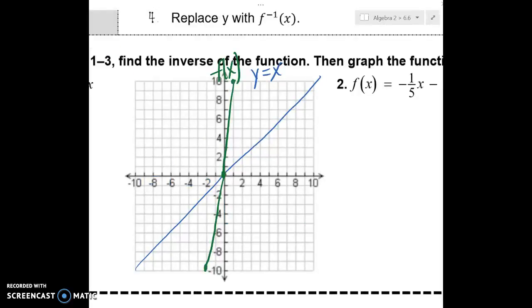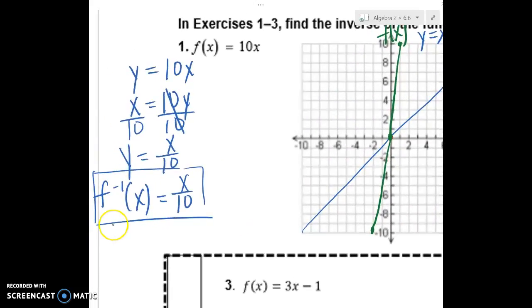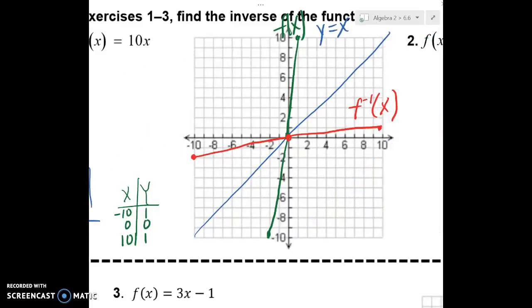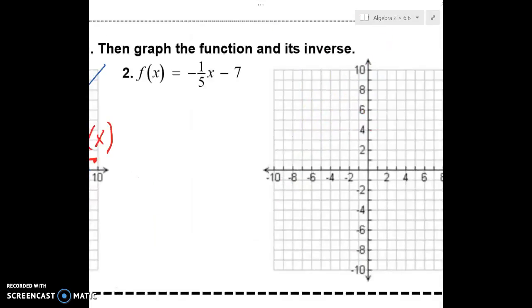Make sure you label. Now go ahead and do the same thing for the inverse function. So go ahead and make a table. Pick random values of x and y, and then plot those points and draw your line. Here's a table with the points I used, and in the red you can see the inverse function. As you can see, f of x and the inverse are reflections of each other over the y equals x line. Let's go ahead and move on to number 2.